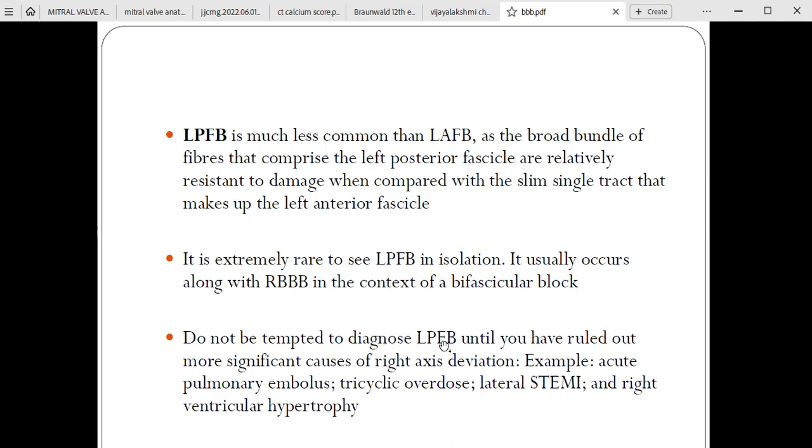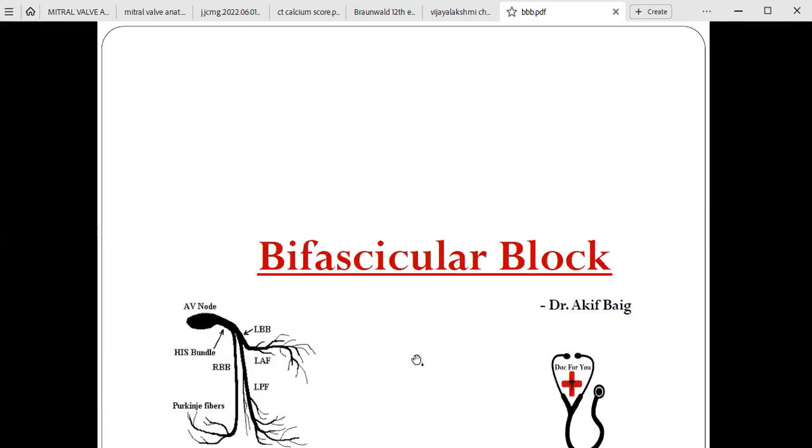And do not be tempted to diagnose left posterior fascicular block until you have ruled out the other causes. If you see a pattern suggesting left posterior fascicular block, you should always try to look for other causes of right axis deviation. And only after ruling out the other causes of right axis deviation, if you don't find any of them, should you label the ECG as left posterior fascicular block.